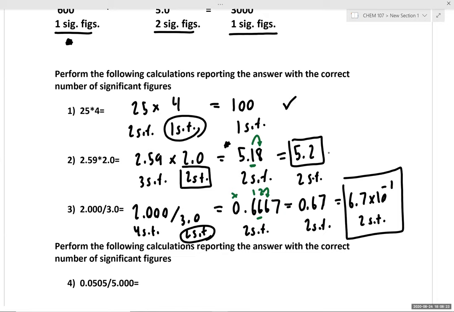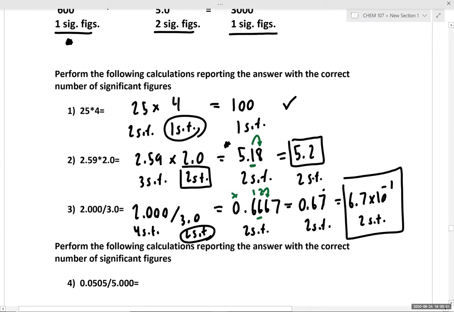And let's repeat the explanation for example 3. We have 2.000 over 3.0. We have a number with 4 sig figs divided by a number with 2 sig figs. Our answer, as a result, must have 2 significant figures. So then, we look for our second significant digit, not counting this leading zero, of course, and we look one space to the right. 6 is greater than 5, so we round up.